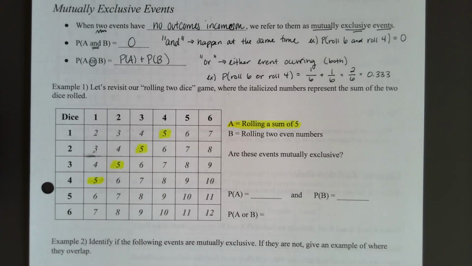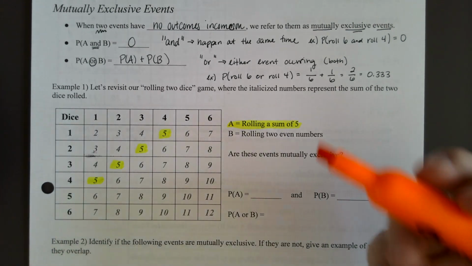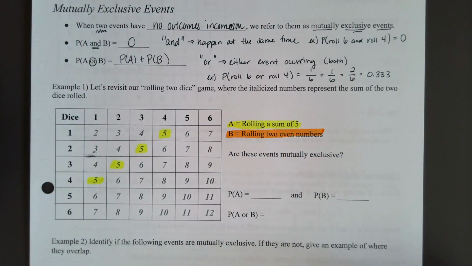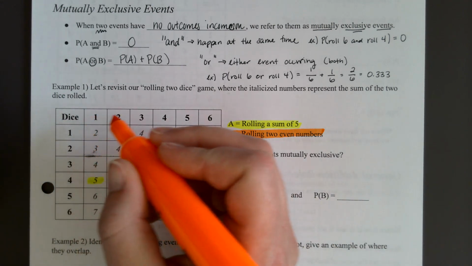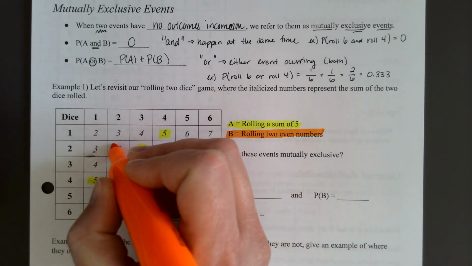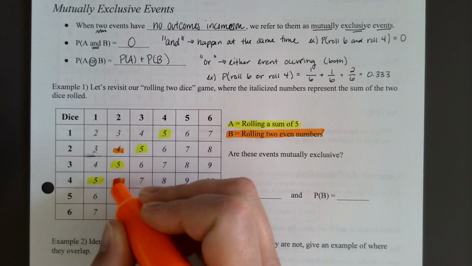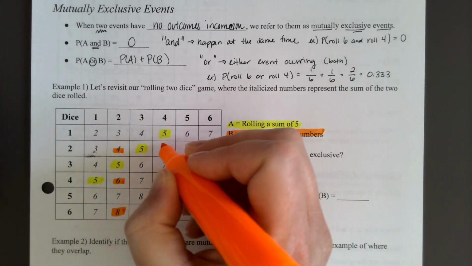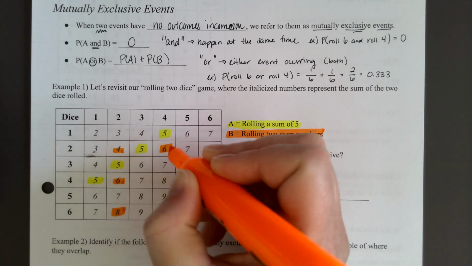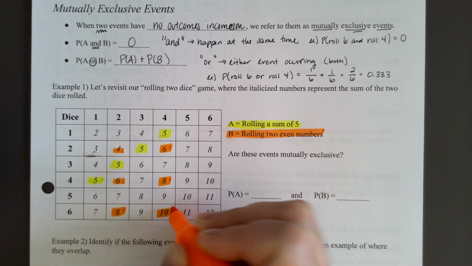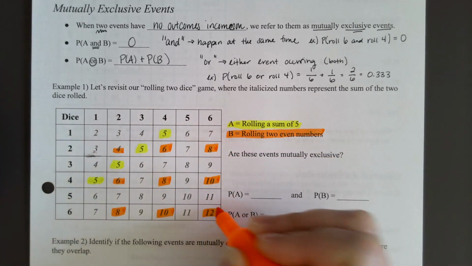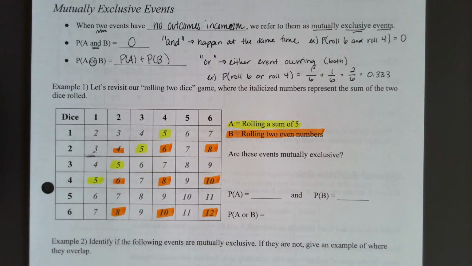And then if I take a look at also rolling 2 even numbers, I'm just going to highlight those in orange. So rolling 2 even numbers, we have 2 and 2, 2 and 4, 2 and 6, 4 and 2, 4 and 4, 4 and 6, and also 6 and 2, 6 and 4, and 6 and 6.